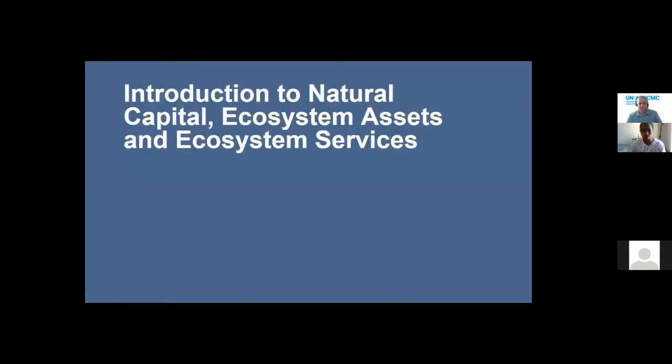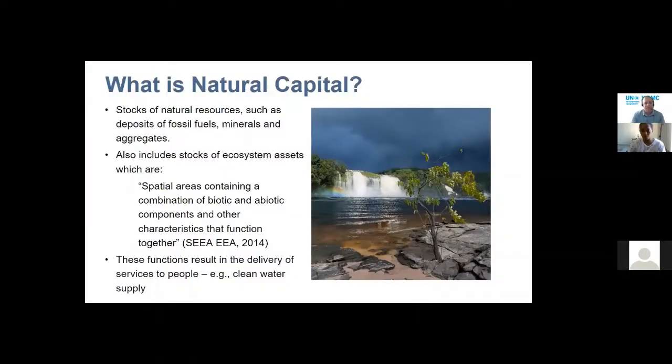So onto the introduction, starting sort of really with the basics here. What is natural capital? So essentially we're talking about the stocks of natural resources here. These include fossil fuels, minerals, aggregates, sand, etc. But they also include the stock of ecosystem assets, and this is going to be where we focus today.